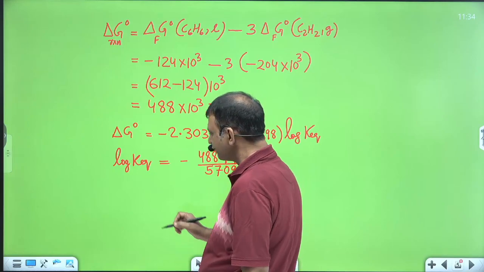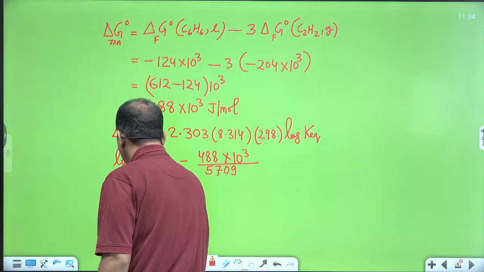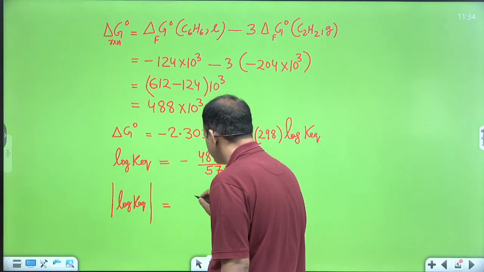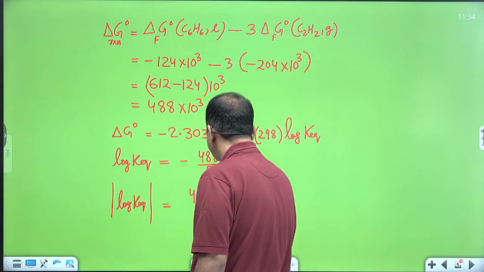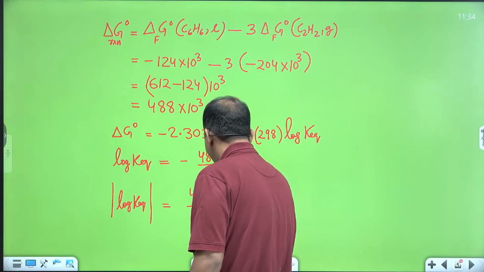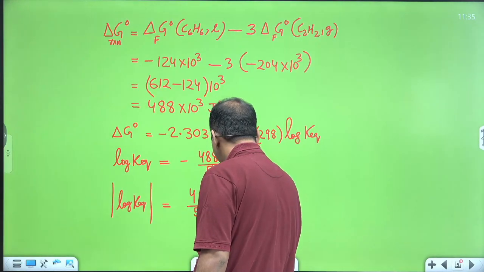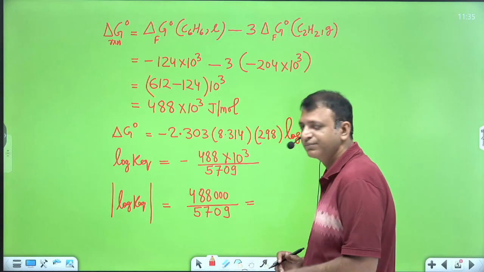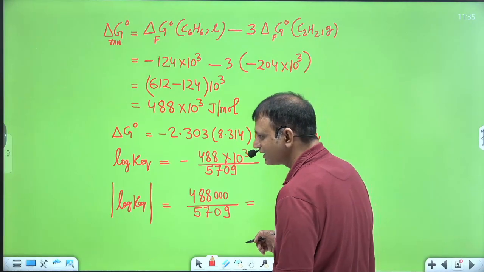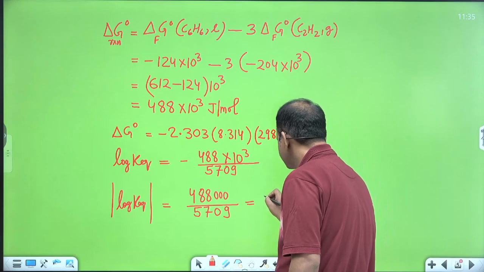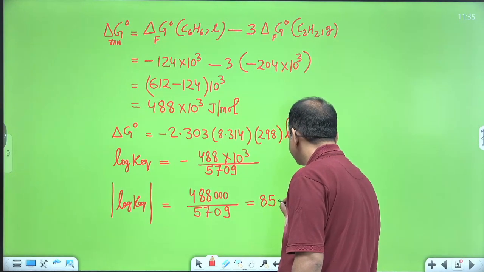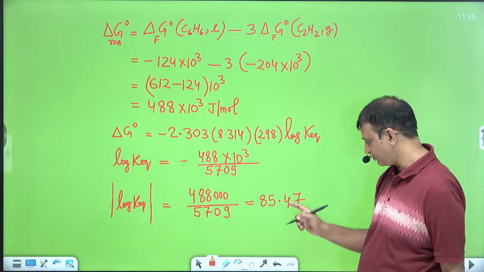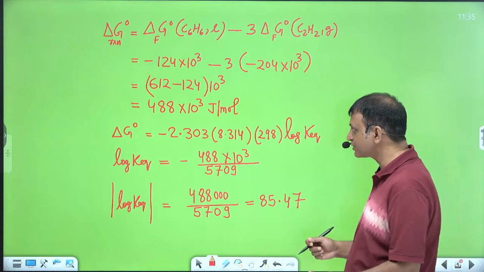Now we have to calculate the magnitude of log equilibrium constant. So be careful while solving the question. Log equilibrium constant will be 488 into 1000 divided by 5709. You have to do this calculation, right? So while doing this calculation you have to spend time. After doing the calculation, the value we are getting is 85.47, right?